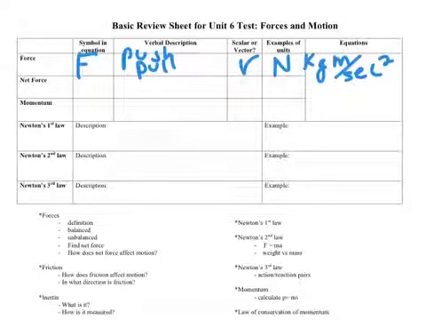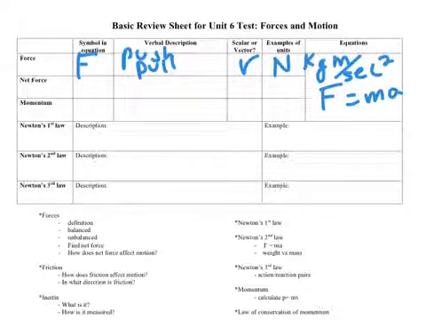Now, the equation for force is force equals mass times acceleration. Now remember, acceleration can also be g. G is an acceleration due to gravity. So you can substitute g with a when you're doing weight problems.